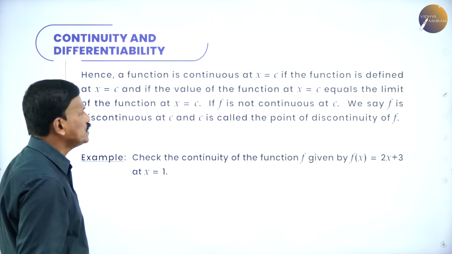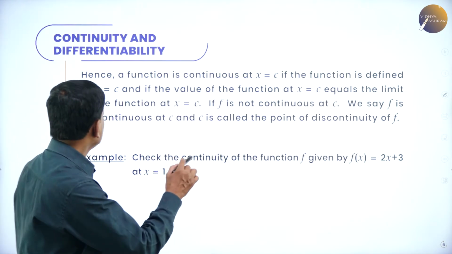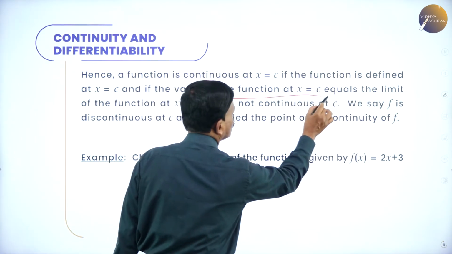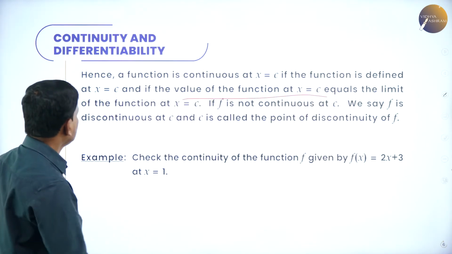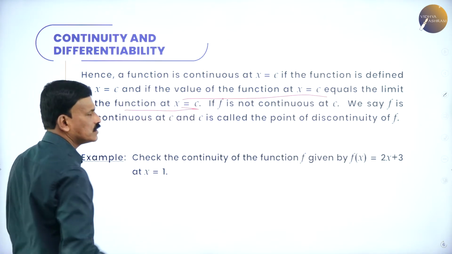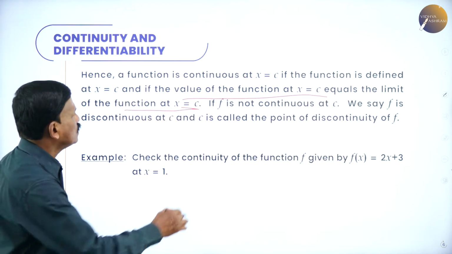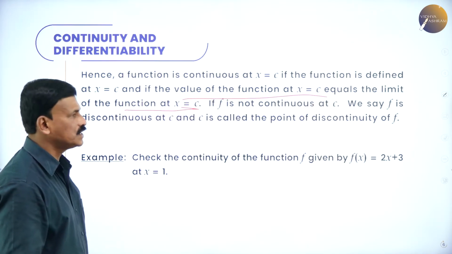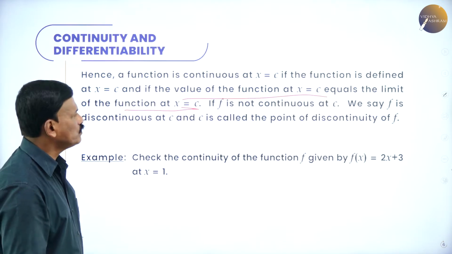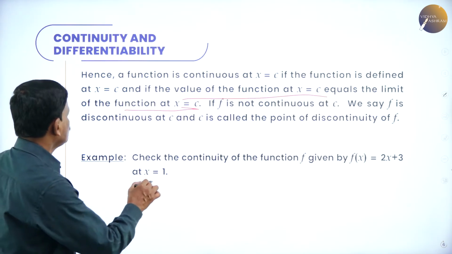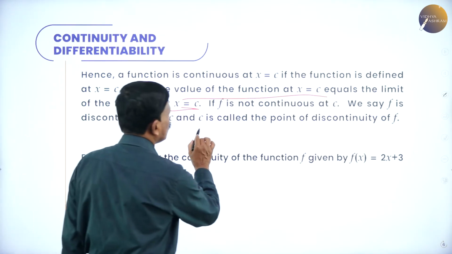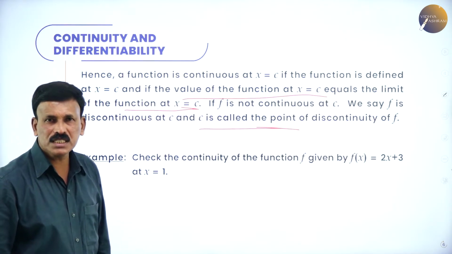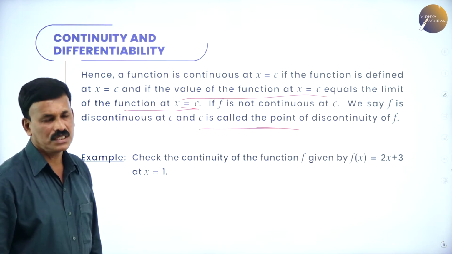A function is continuous at x is equal to c if the function is defined at x is equal to c, and if the value of the function at x is equal to c is equal to the limit of the function at x is equal to c. Then f is said to be continuous at c. We say f is discontinuous at c if it is not continuous there, and c is called the point of discontinuity.